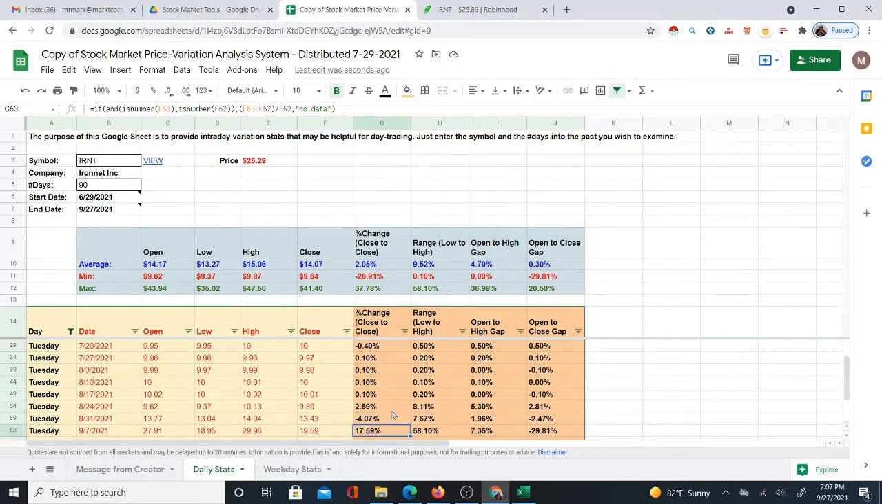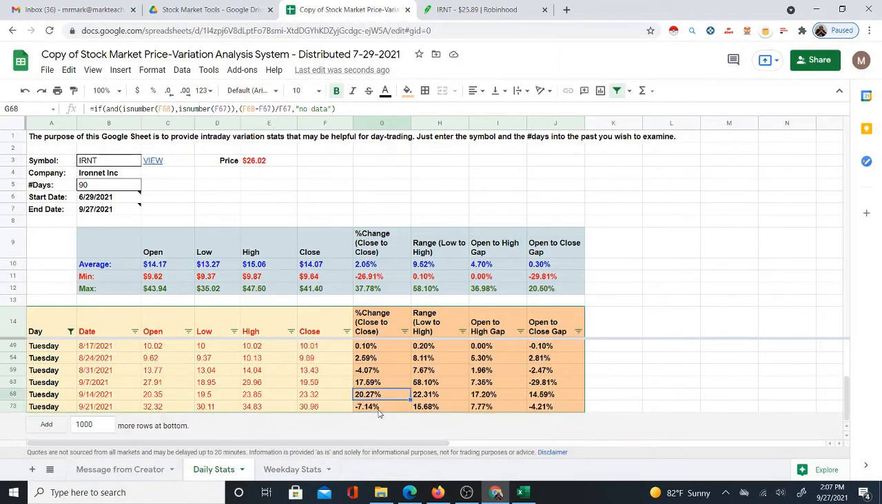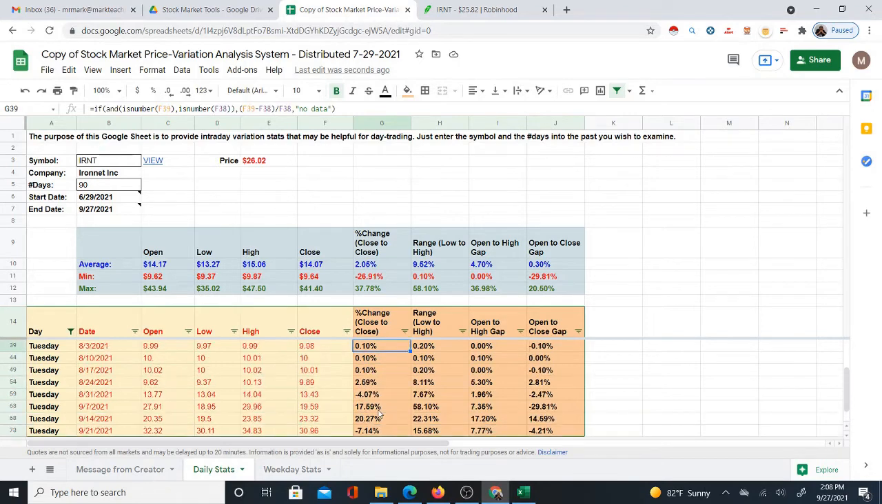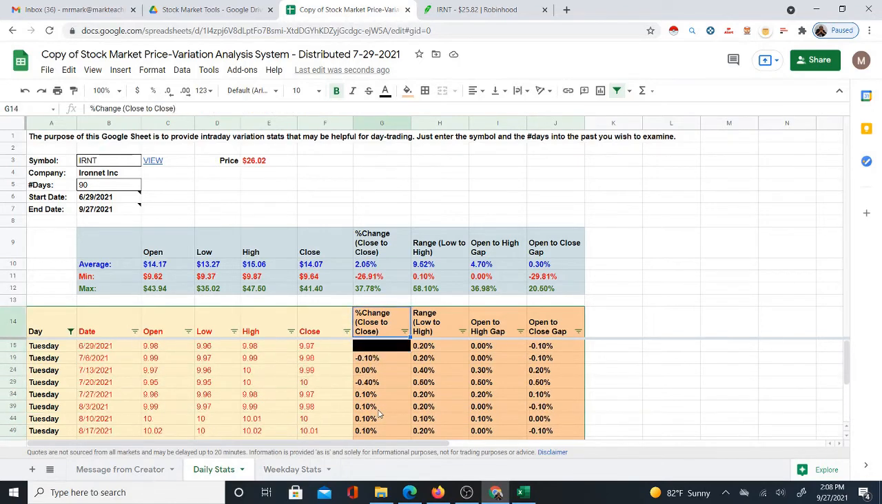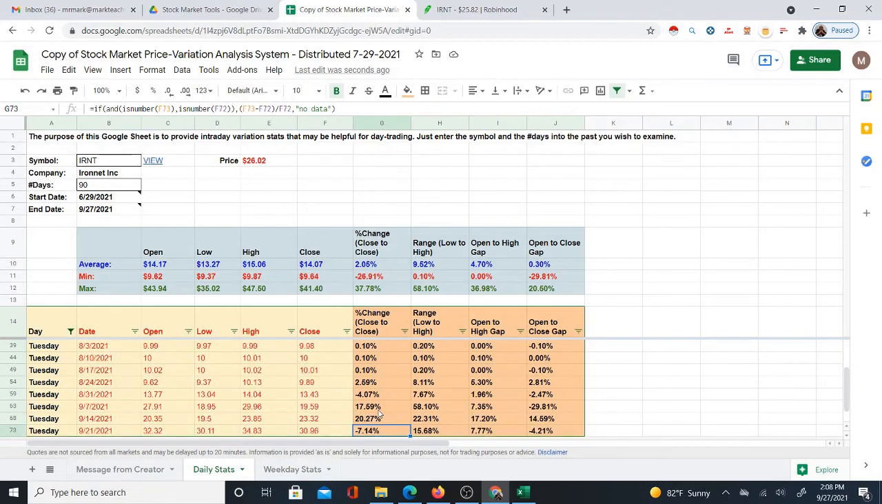We have a positive one, 2.59. Here goes a negative one that's a bit larger, minus 4%. But look at this one, 17.59. Very large gain on a Tuesday, and then a 20.27. But then we have a loss of minus 7. But if you look at it, these gains seem to be outweighing these losses tremendously, as far as I can tell.